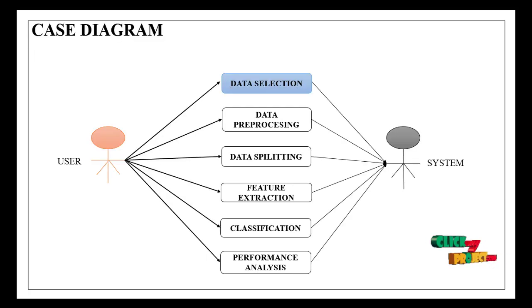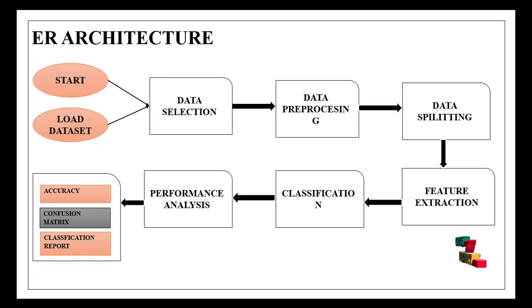This is the use case diagram. Data selection, data pre-processing, data splitting, feature extraction, classification, and performance analysis. These are done from our user point of view, and then the inputs go into the system. Here is the architecture: start point, loading and selection, pre-processing, splitting, extraction of the features, classification, performance analysis.